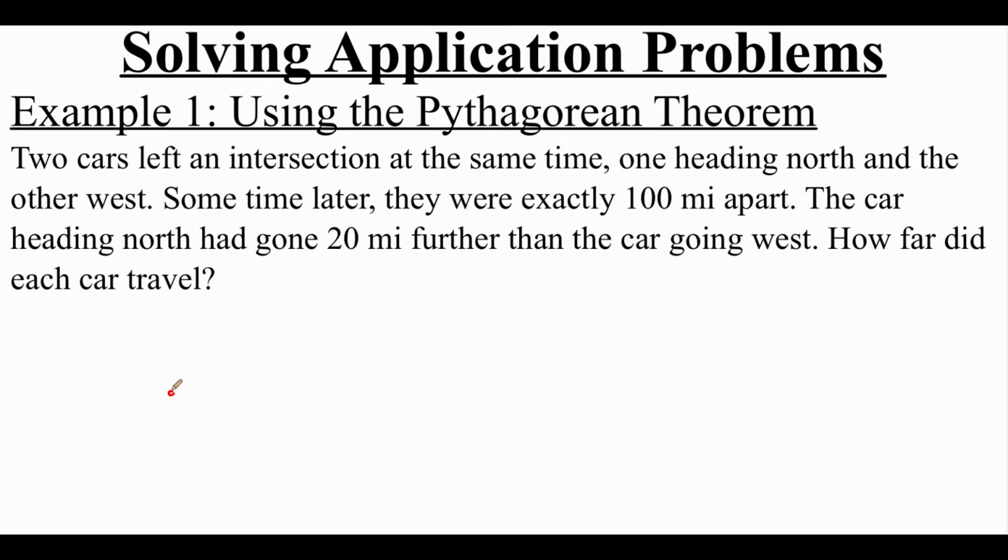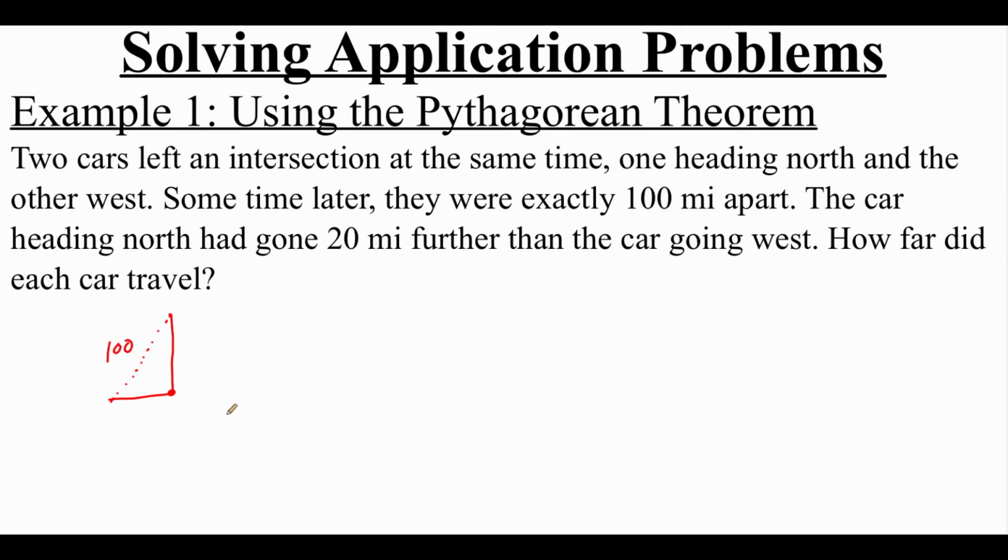So we're going to call this point right here our intersection. And we've got one car heading north, and the other car going west. And if we connect these, this ends up making a right triangle. So we know that the cars are 100 miles apart. So this distance, this dotted line in here, is going to be 100 miles.